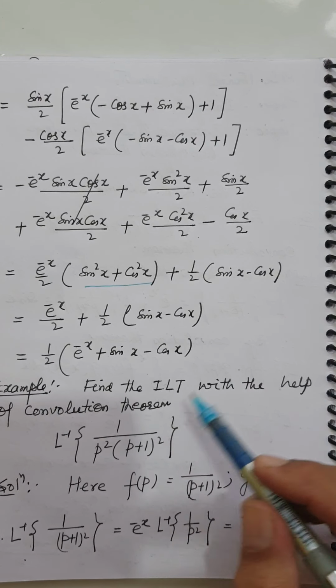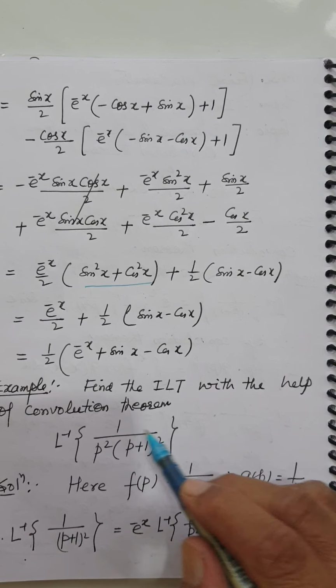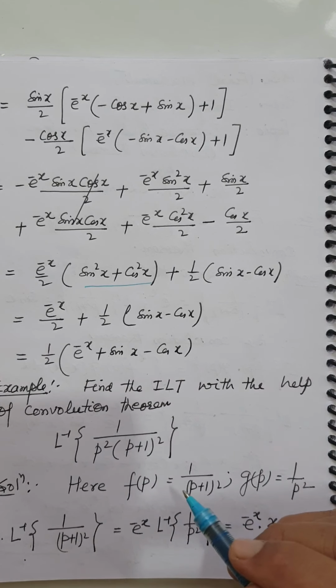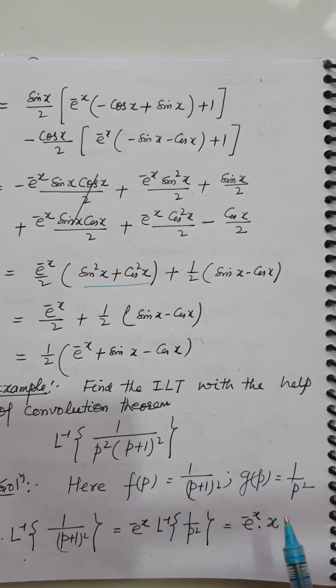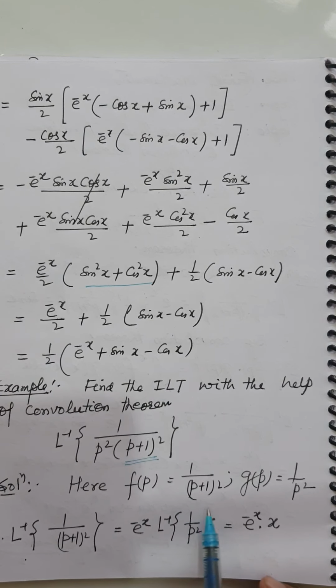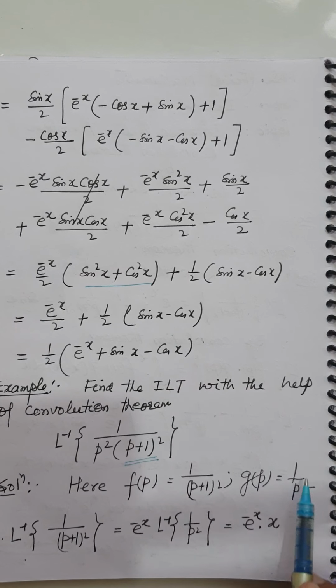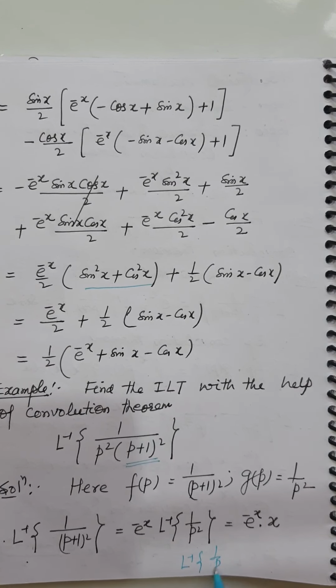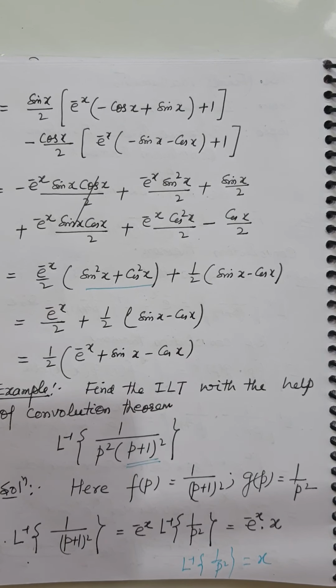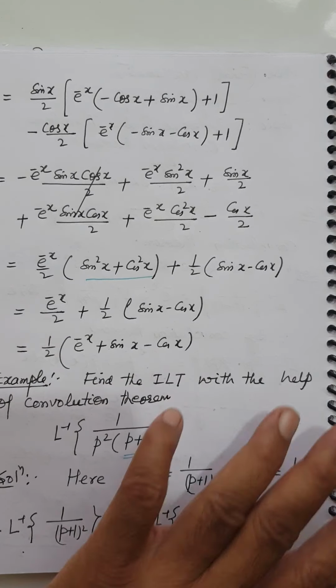Next application: find the inverse Laplace transform with the help of the convolution theorem of 1 upon p square times (p plus 1) whole square. Here we take F(p) as 1 upon (p plus 1) whole square and G(p) as 1 upon p square. The inverse Laplace transform of 1 upon (p plus 1) whole square is equal to e to the power minus x times x.